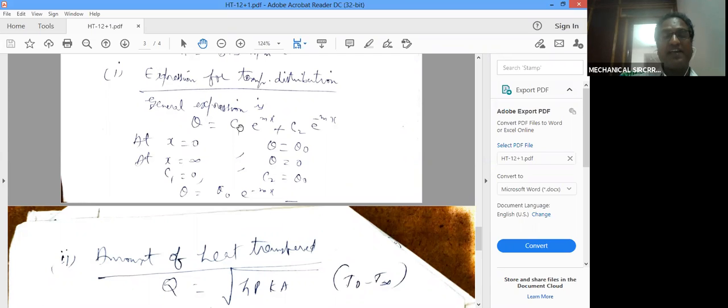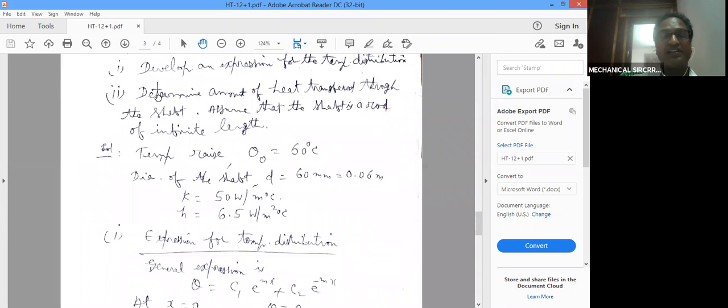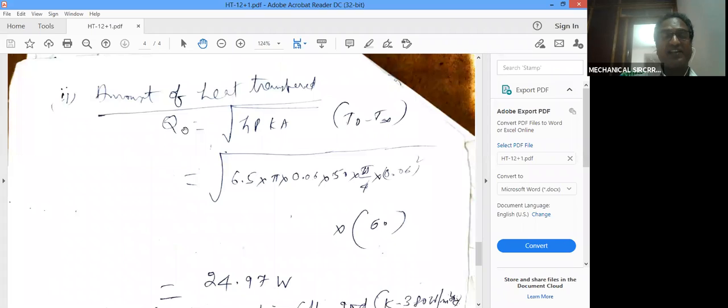Yesterday I showed how to derive the temperature distribution equation for a lengthy fin. Okay? Now the second part: determine the amount of heat transferred through the shaft, assuming that the shaft is a rod of infinite length. That is for a lengthy fin. How do you calculate the heat transfer rate for an infinite length fin? Yesterday we derived this equation: Q is equal to root of h P K A into T naught minus T free stream.